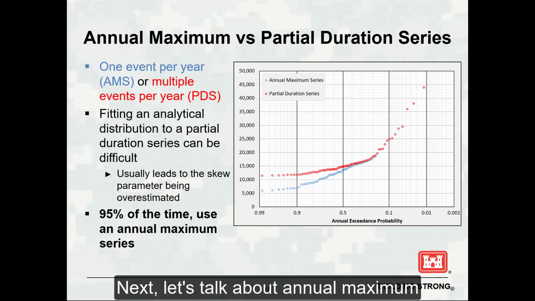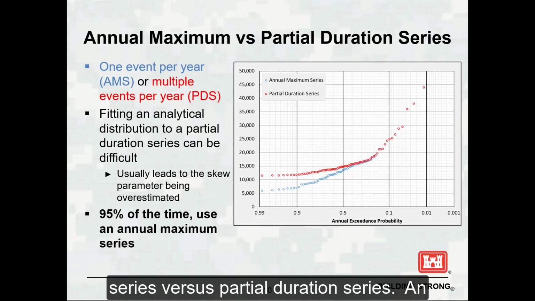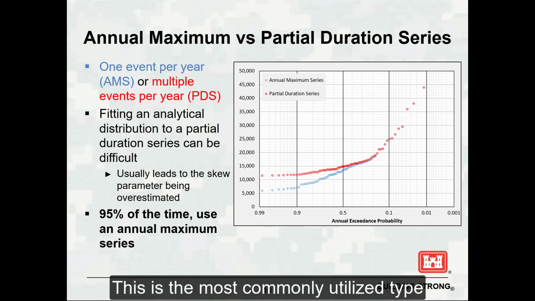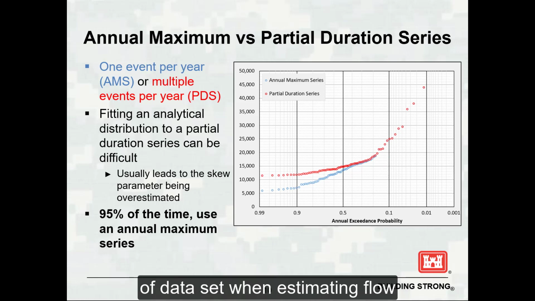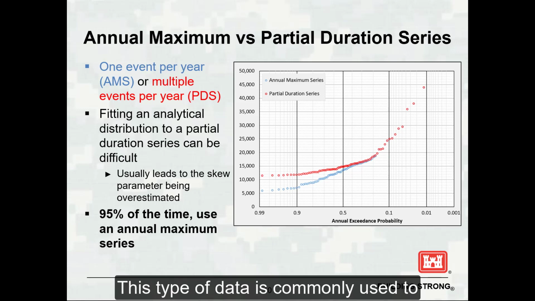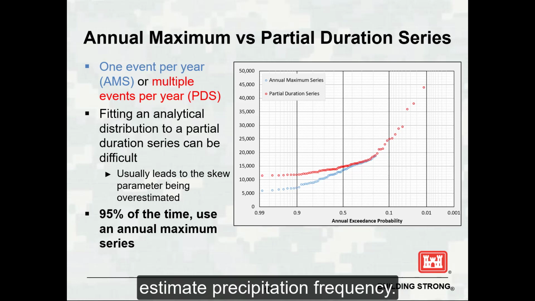Next, let's talk about annual maximum series versus partial duration series. An annual maximum series contains one and only one value per year. This is the most commonly utilized type of dataset when estimating flow frequency with, say, Bulletin 17C procedures. Conversely, a partial duration series can contain more than one value per year. And this type of data is commonly used to estimate precipitation frequency.